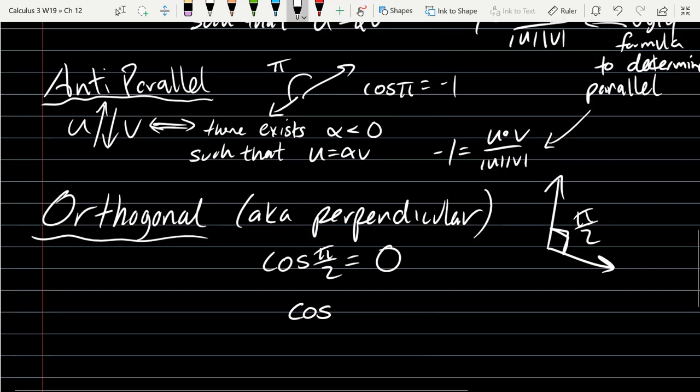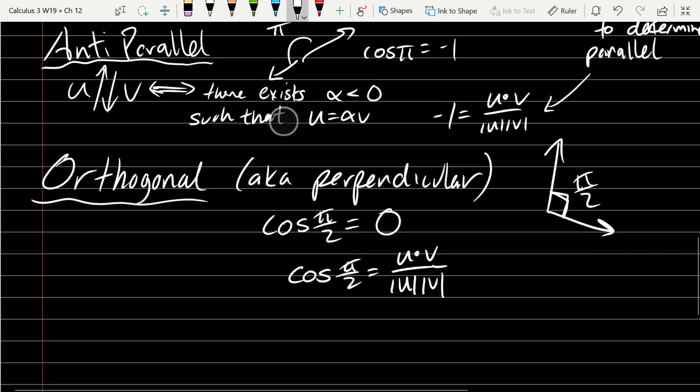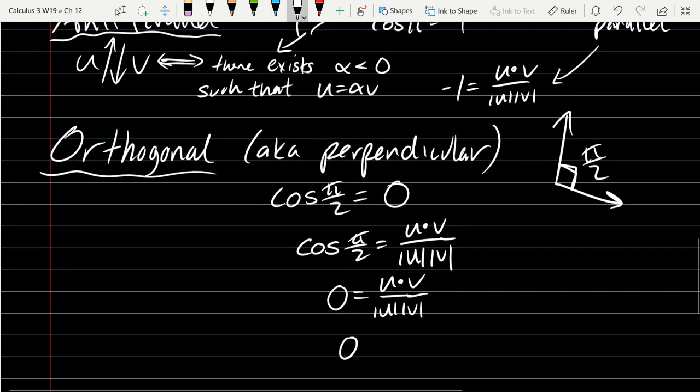And if we set up that cos pi over 2 equals u dot v divided by magnitude u, magnitude v. None of what I'm writing down makes sense if the magnitudes are 0, so your magnitudes can't be 0 here. So we have 0 equals u dot v. If a fraction equals 0, that means the numerator is 0. So we're going to detect if two vectors are orthogonal if their dot product is 0.